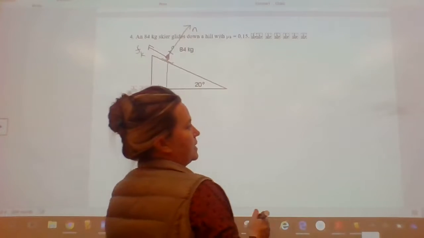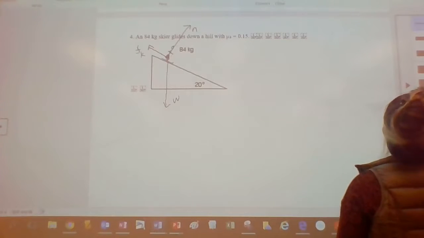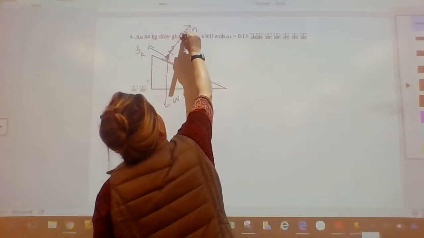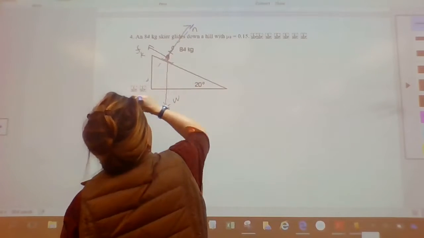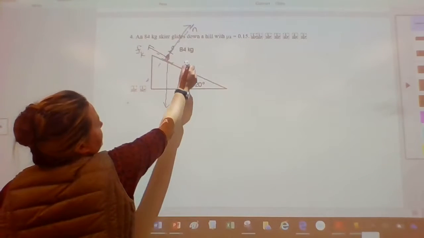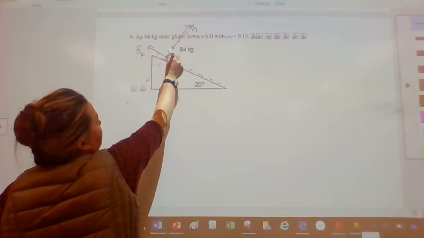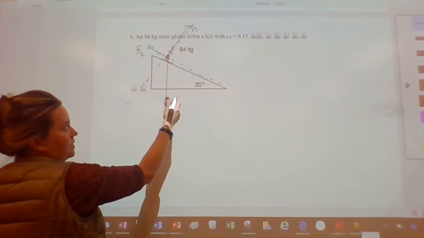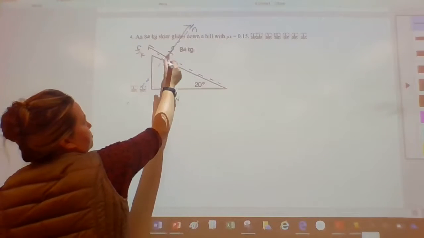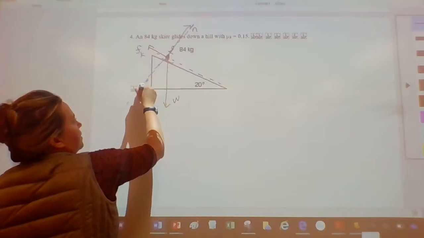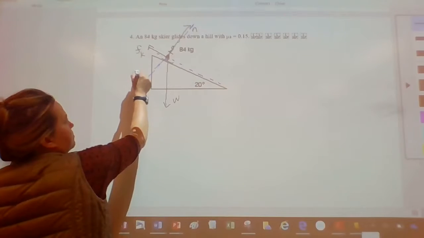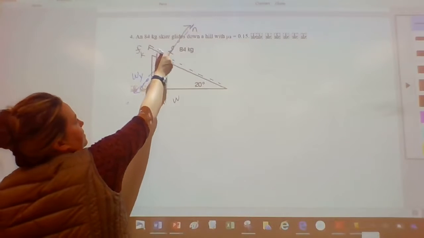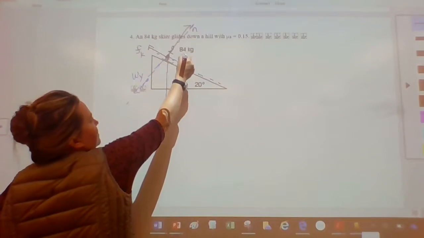So let's get an XY plane in here. I'm going to have my Y plane right along here. And then the X plane is always going to go down. Okay, so this weight vector does not lie on the XY plane. So I'm going to go ahead and break up weight into a Y component. So that's my weight in the Y. And then this is my weight in the X.